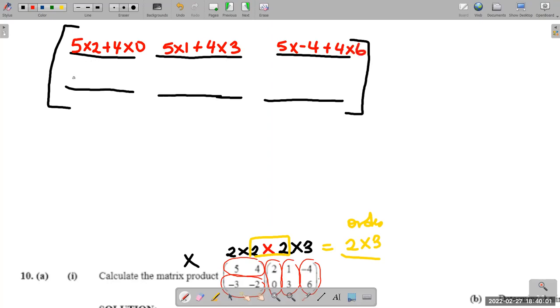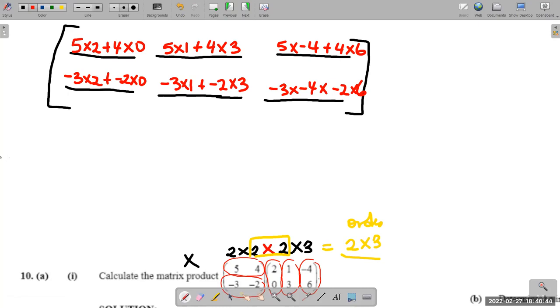Bottom left, -3 times 2 plus -2 times 0. I'm already back checking to make sure my numbers are in the right pattern. So we go again, -3 times 1 plus -2 times 3. Go again, -3 times -4 plus -2 times 6. So just back checking, looks like I'm right.